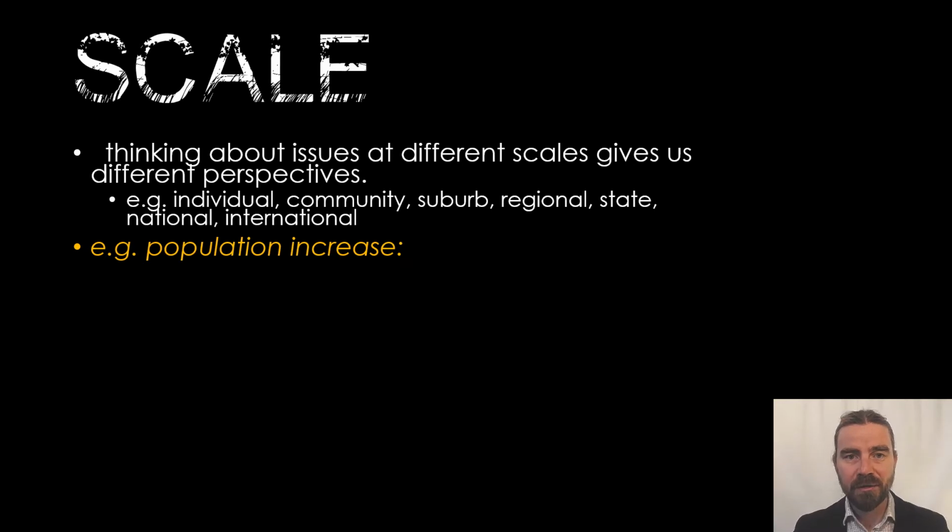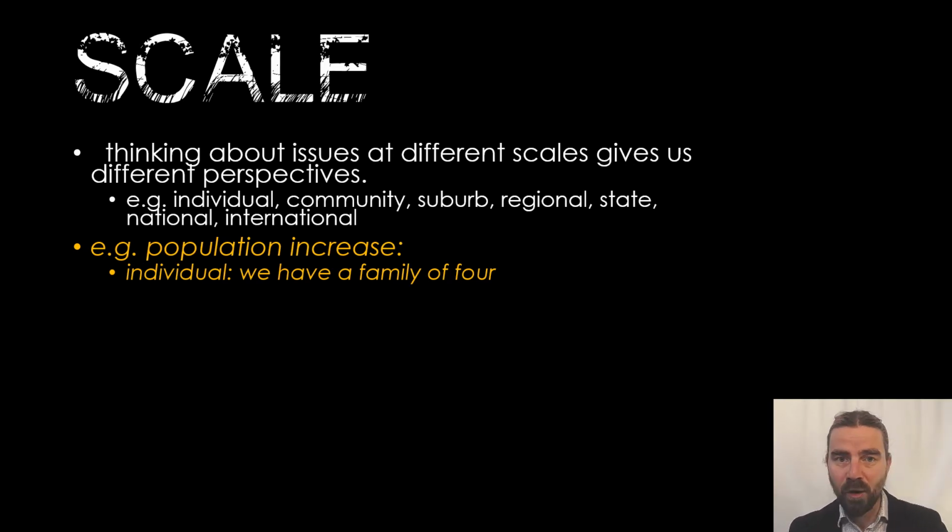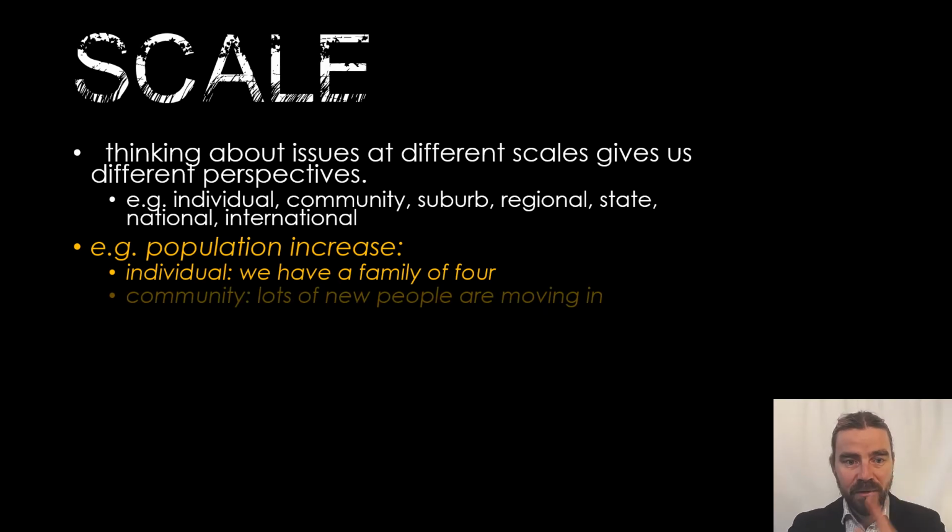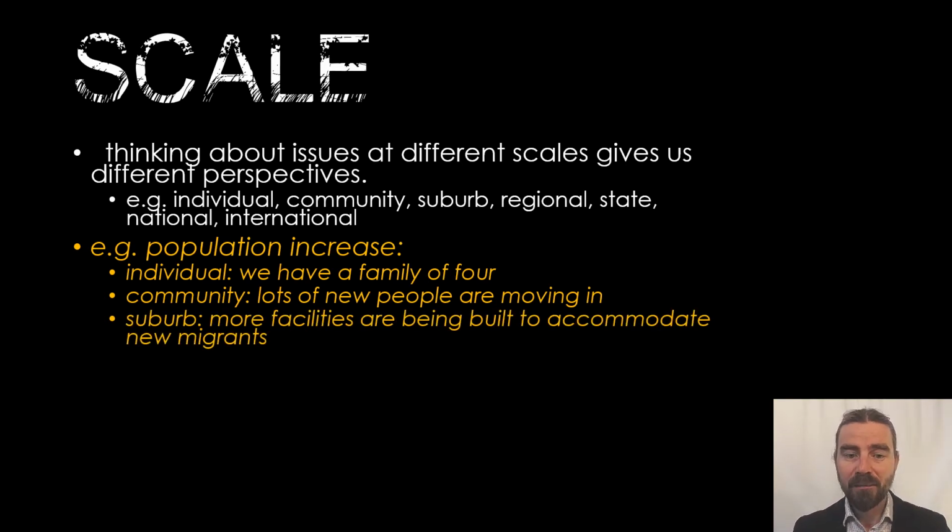So population increase, the amount of people increasing. From the individual scale, we might have a family of 4, we might welcome in a new sibling, and then we've got a family of 5. That's population increase at the individual level. At the community level, perhaps we live in a high growth suburb like Greenville, and heaps more people are moving into that suburb. That's population increase at the community level. At the suburb level, we might see so many people moving into that suburb that more facilities are being built, bigger roads, we wish, playgrounds, stuff like that.